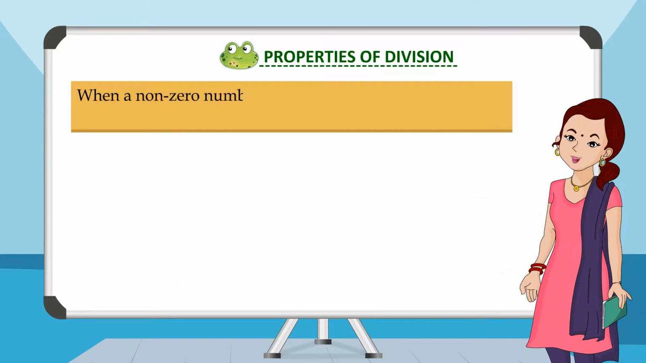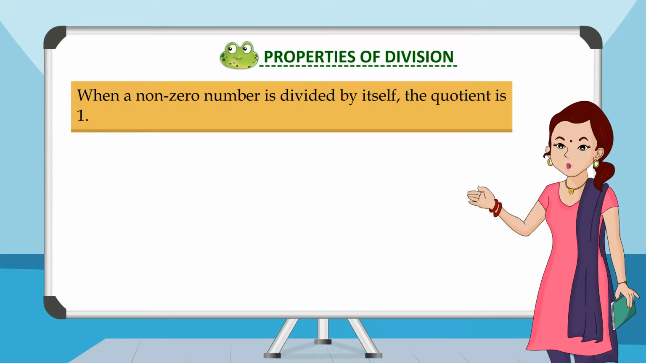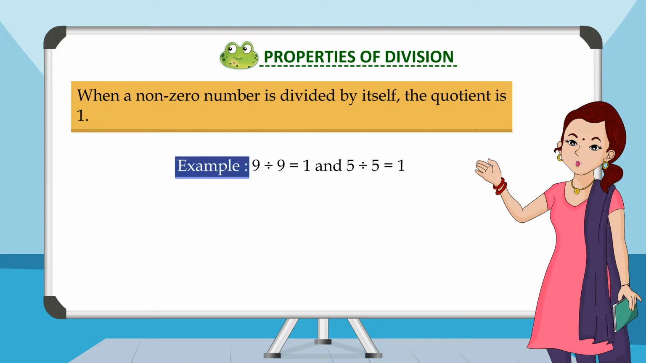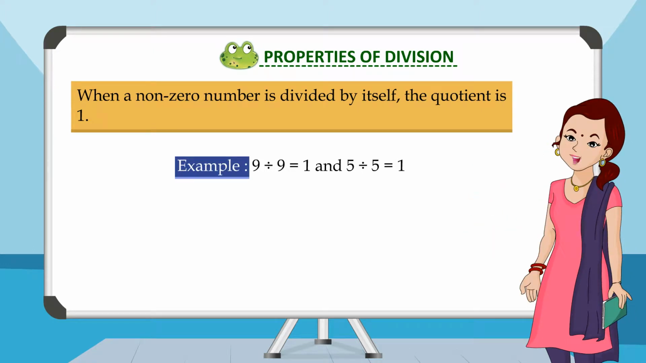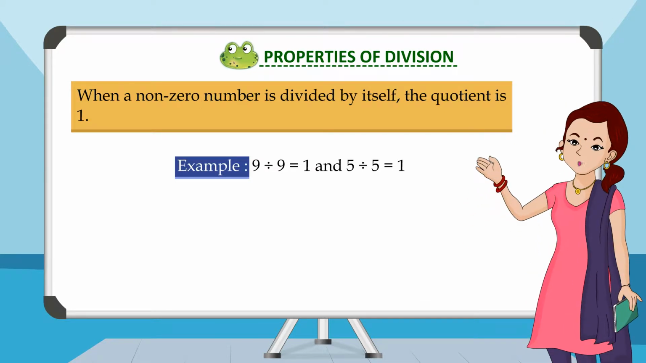When a non-zero number is divided by itself, the quotient is 1. Example, 9 divided by 9 is equal to 1 and 5 divided by 5 is equal to 1.